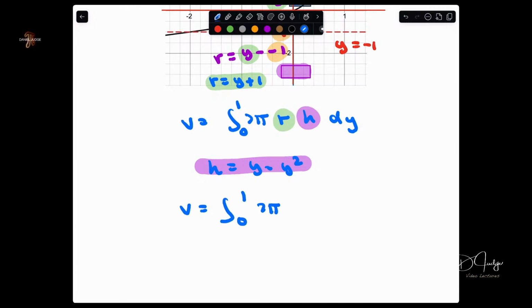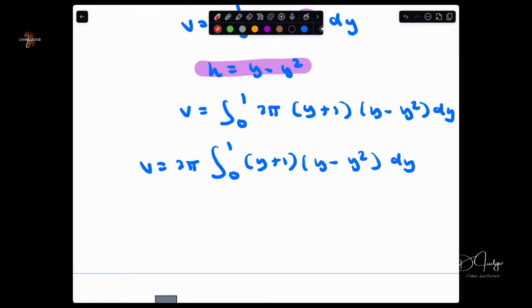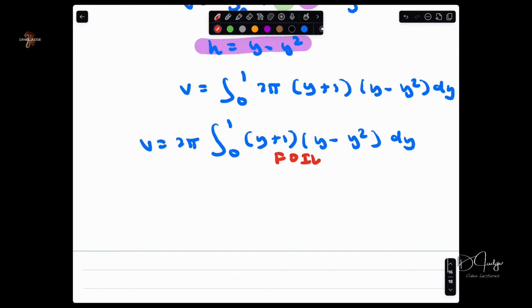So from 0 to 1, 2 pi times y plus 1 times y minus y squared dy. We can pull the 2 pi out. So 2 pi integral from 0 to 1 of y plus 1 times y minus y squared dy. You get to use FOIL here, for algebra. So let's make sure we don't screw that up again. First term. Outer term. Inner term. Last term.